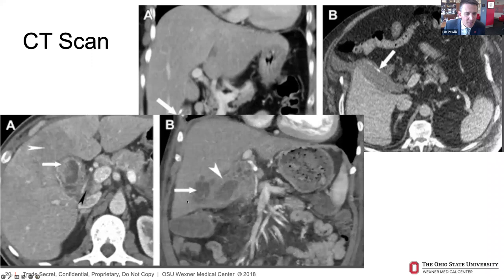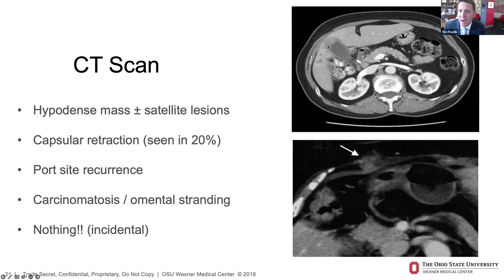And then on these other two figures, you can see much more extensive disease with the frank mass in the gallbladder that is extending out into the parenchyma of the liver. So what one should look for is a hypodense mass, as you can see here, and then some satellite ptosis. You may see capsular retraction. In patients who have had a prior laparoscopic cholecystectomy, you may even see port site recurrence as evidenced by the image in the lower right-hand corner.